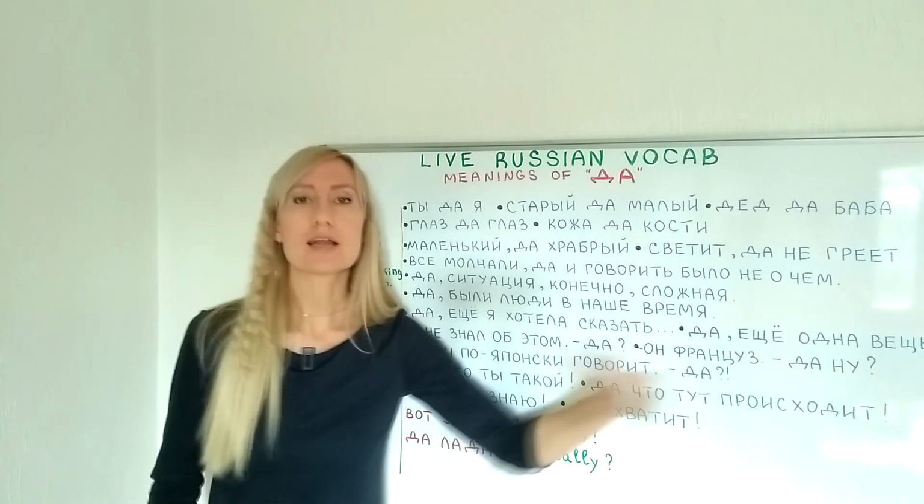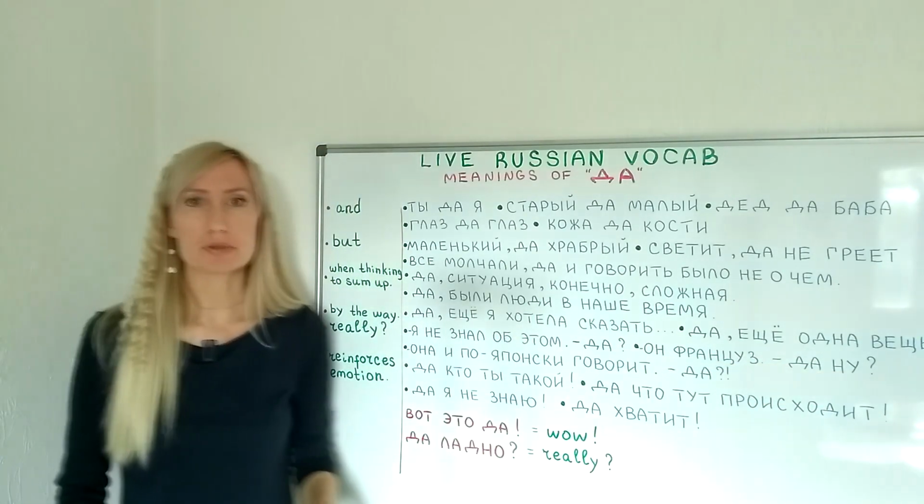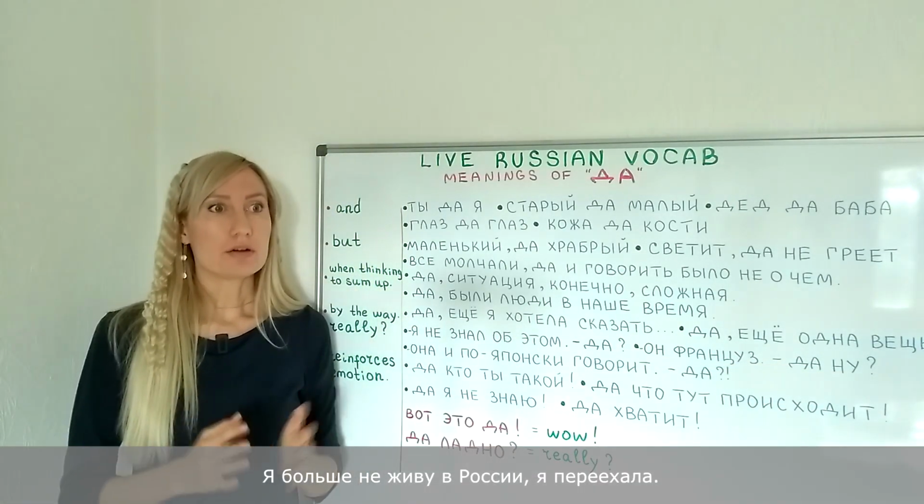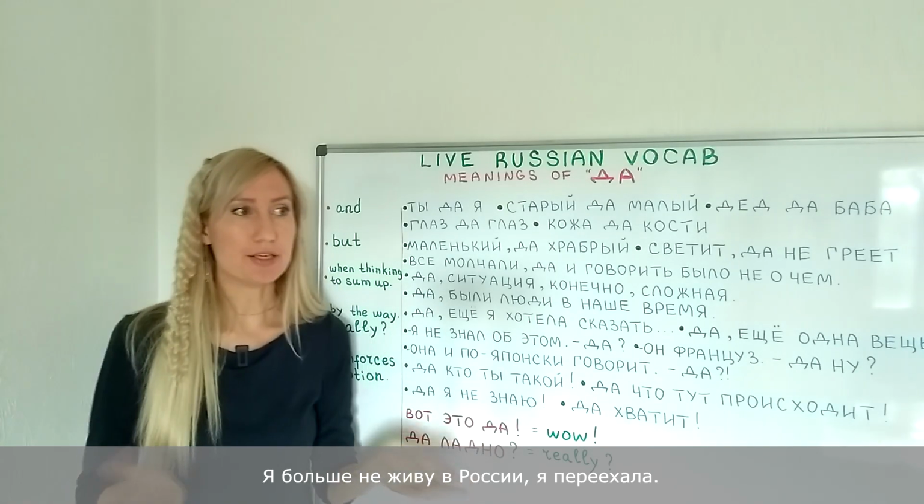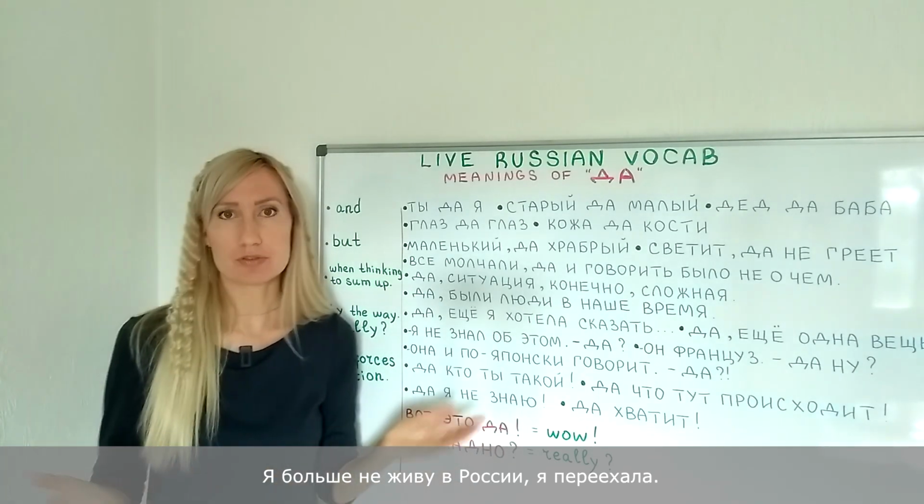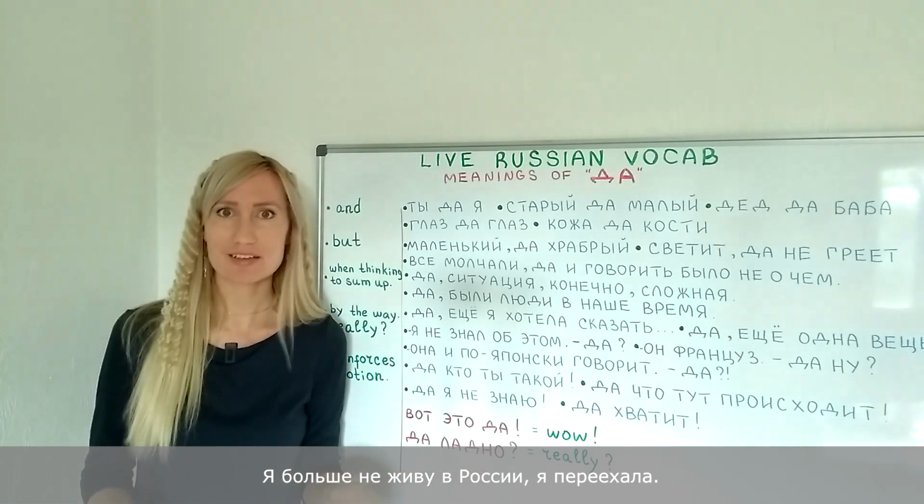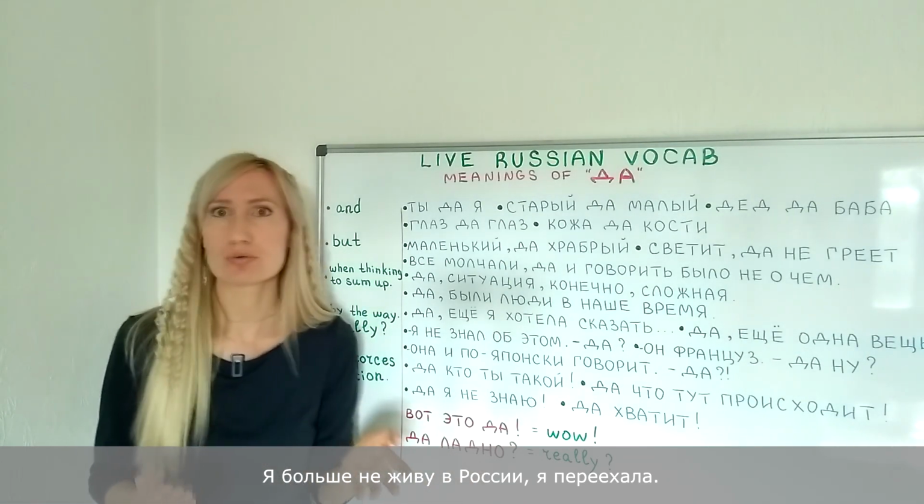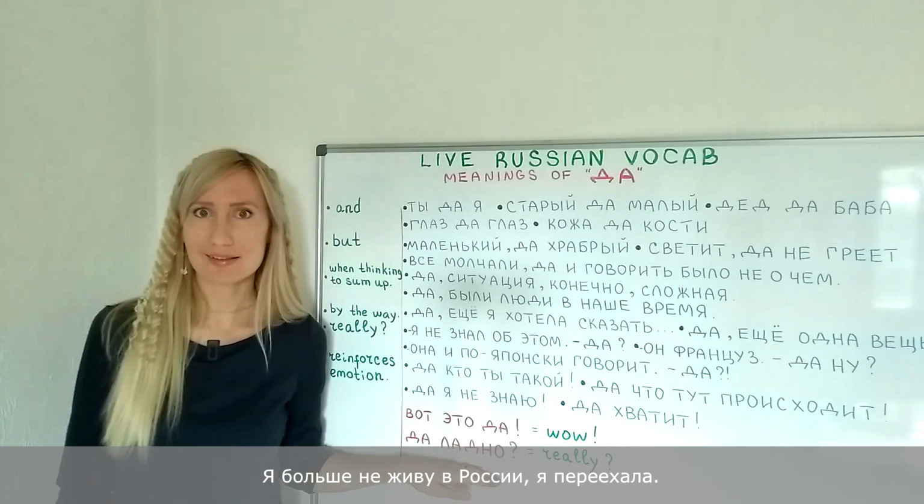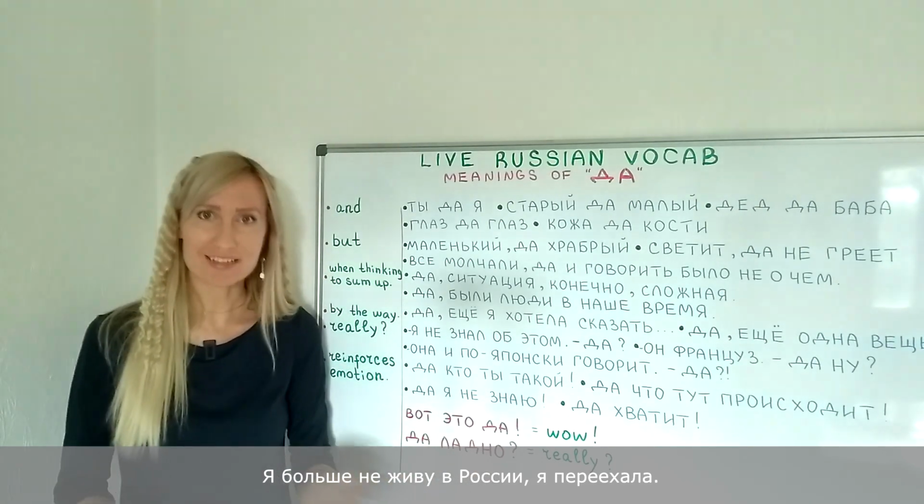And да ладно is widely used as да ну. For example, я больше не живу в России. Я переехала. I don't live in Russia anymore. I moved. Да ладно! I was sure that you live here. Like, it seems that I saw you not so long time ago. Да ладно! Правда? Really? Yeah?